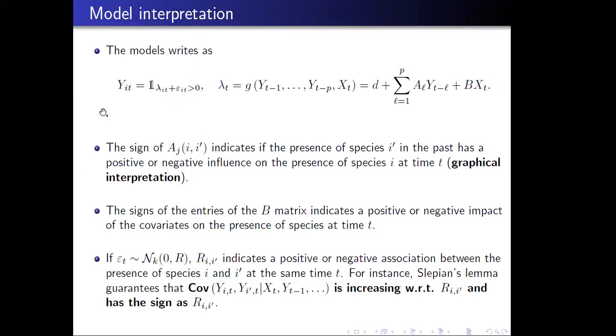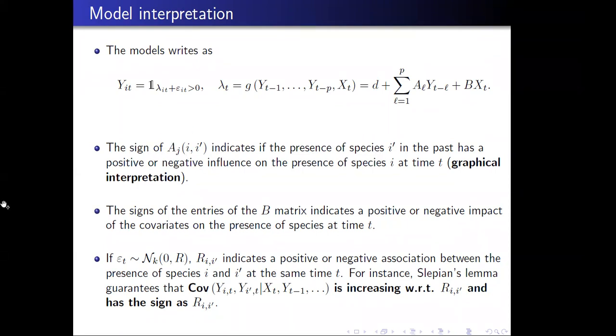It is the model interpretation, which is quite nice because you have a kind of interpretation in terms of graph. For instance, if you look at the matrix A_j, the sign of the entry i prime will indicate if the presence of a species i prime in the past has a positive or negative influence on the species i at time t. So it will have a positive or negative influence depending on the sign.